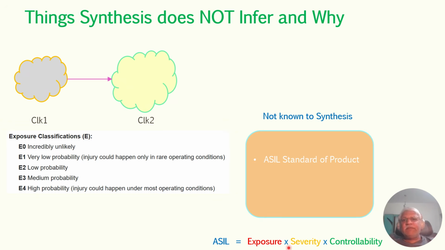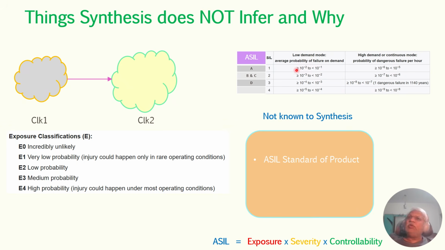Exposure has a variety of classifications, starting from E0, which means incredibly unlikely, to E2, E3, E4, which is high probability of happening, which might result in injury, loss of life, or anything. So this is one classification, based on which we will know that the failure rate is very crucial. Here it is shown whether the chip is used in low demand mode or in high demand mode. These are the failure rates observed per hour.